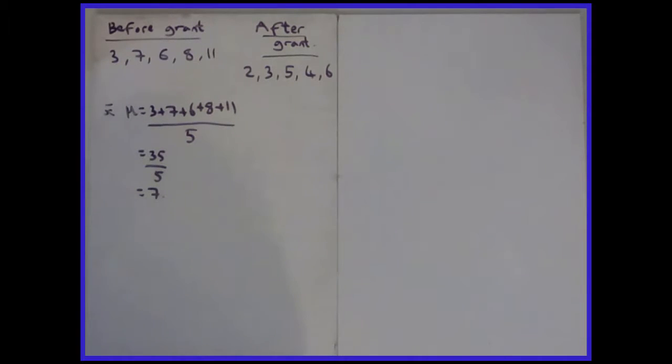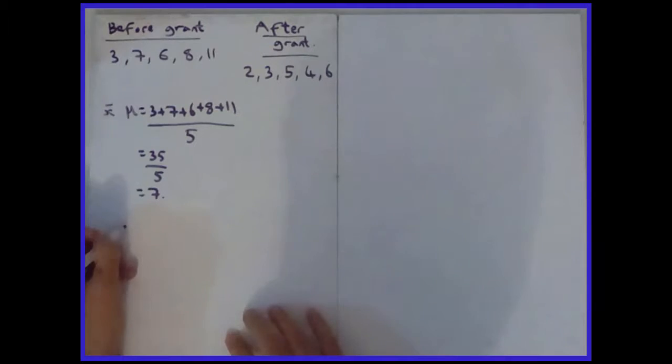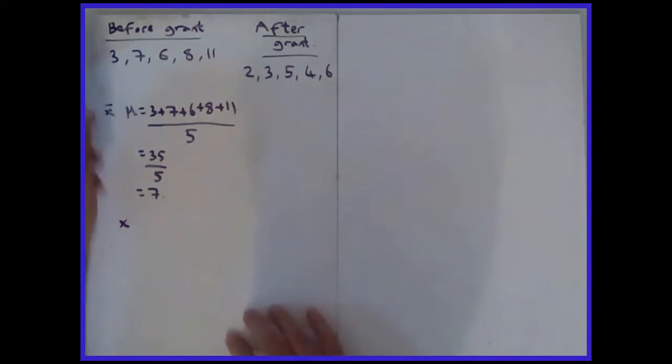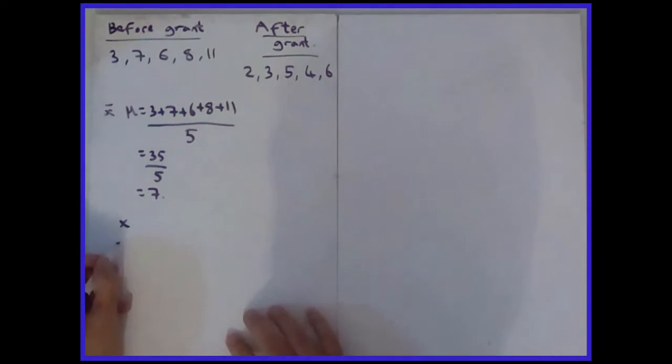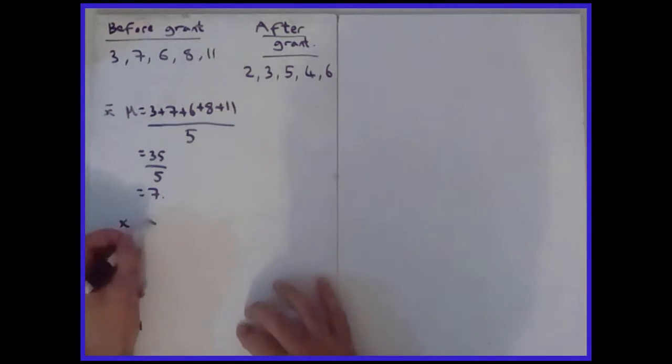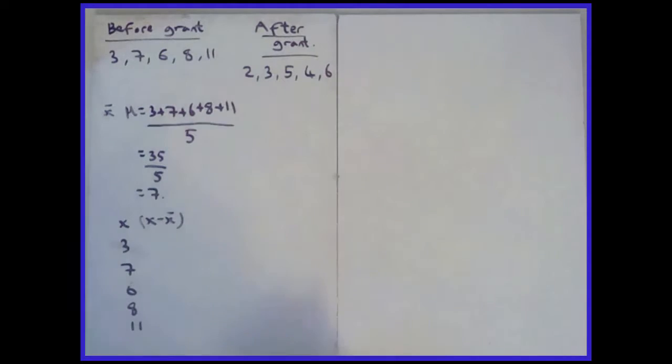So it tells you how spread out the data is. Right, so if we make a little table, we've got our x, which is just the values, so 3, 7, 6, 8, 11, and then we want this x minus x bar, or x minus mu. Basically, this is the distance from the mean.